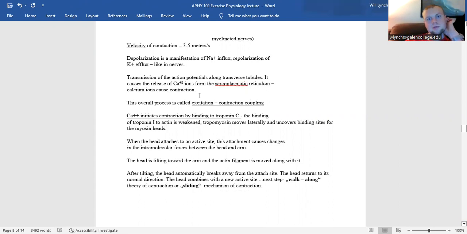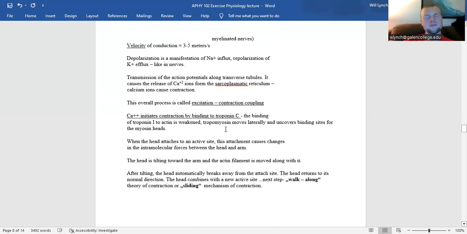Action potentials are going to move along our transverse tubules. Once we have initiated that at the motor end plate, transverse tubules will lead to excitation of the ion channels on the sarcoplasmic reticulum, which will release calcium ions into the muscle fiber and muscle cell, leading to contraction. The overall process here is excitation-contraction coupling. Our calcium is going to initiate contraction by binding to troponin on top of the actin molecules.